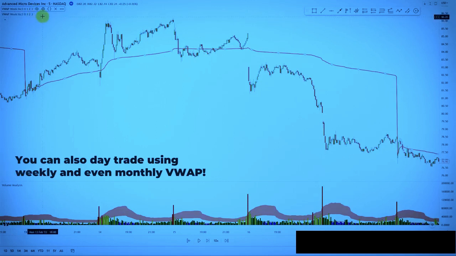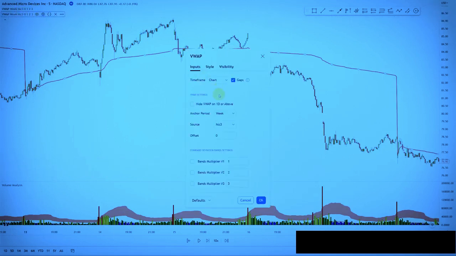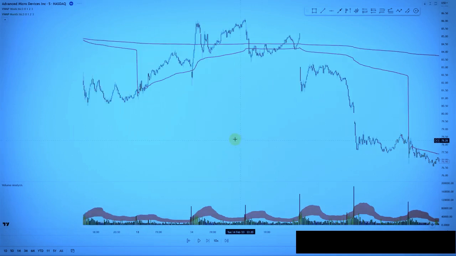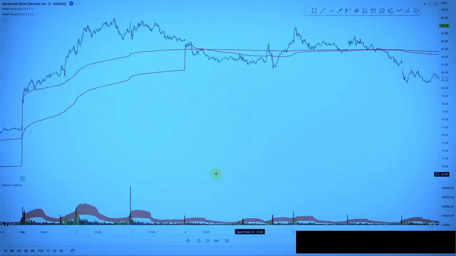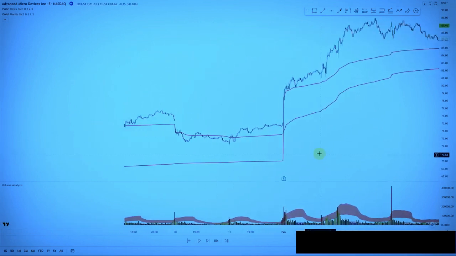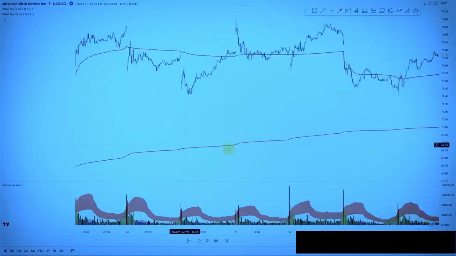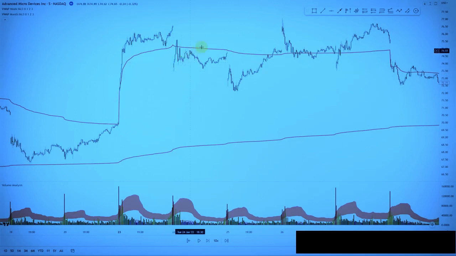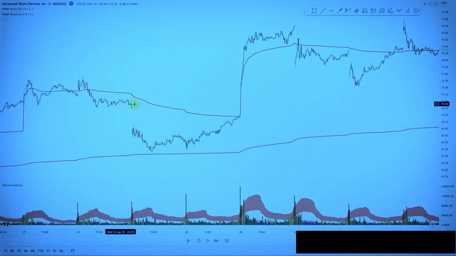Weekly VWAP shows you the trend depending on where the price is trading, above or below in relation to the VWAP line. Again, one of the simplest uses of the weekly VWAP is for finding pullback opportunities. VWAP line acts as a support if the price is trading above it, and as a resistance if the price is trading below it.